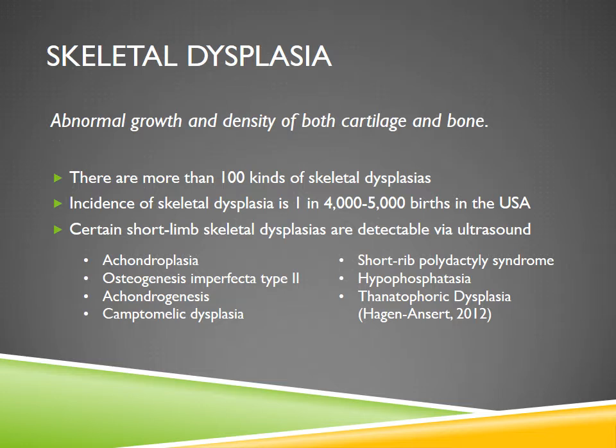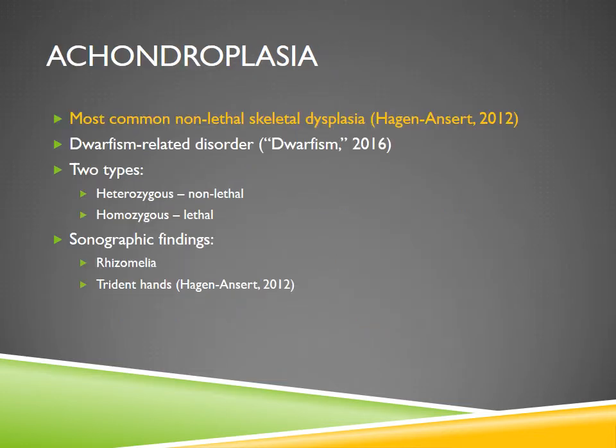To name a few, through the use of ultrasound, sonographers can detect these short-limbed skeletal dysplasias such as non-lethal achondroplasia or lethal osteogenesis imperfecta type 2, achondrogenesis, camptomelic dysplasia, short rib polydactyly syndrome, hypophosphatasia, and thanatophoric dysplasia. To briefly cover what each of the ultrasound detectable skeletal dysplasias are, we'll break them down slightly.